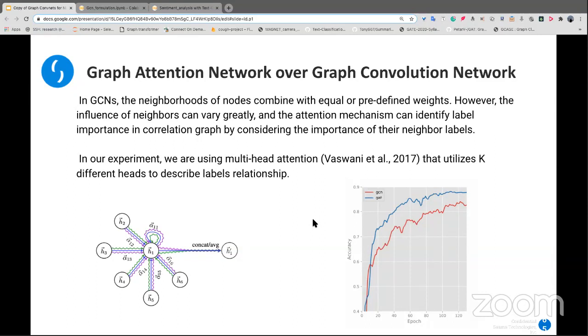So you can take the embedding from that, and then you can combine your own features or adjacency matrix, and then you can feed it to the GCN.